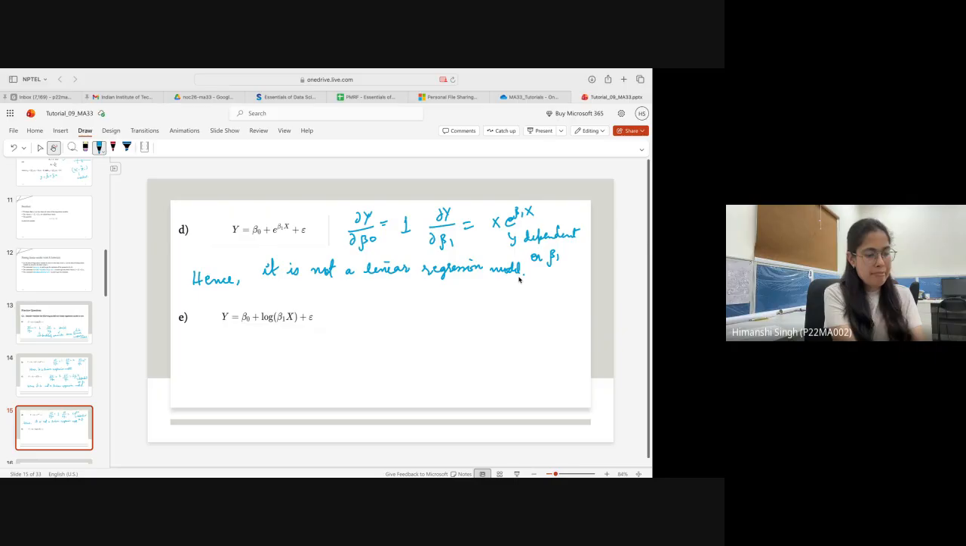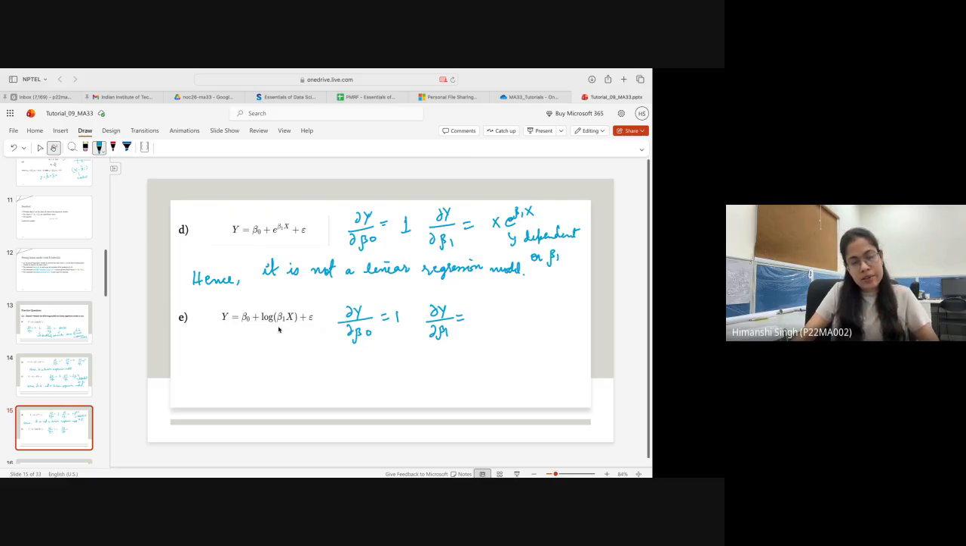Okay, so let me try. It is dy over del beta naught. Here it is beta naught only, so it will be 1, otherwise 0, so it is fine. Now del y over del beta 1. It is log of beta 1 x, so it will be 0 for the first term with respect to beta 1. So it is del over del beta 1 of log beta 1 x.